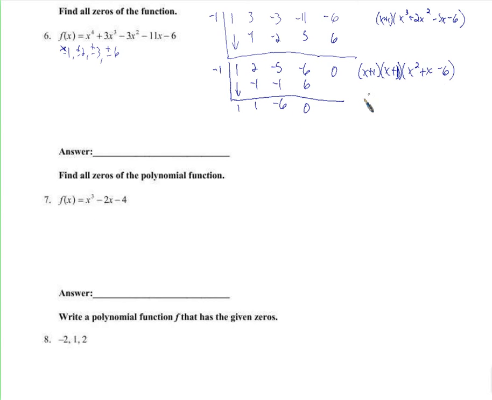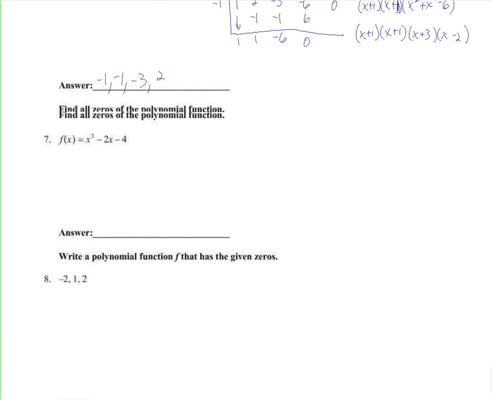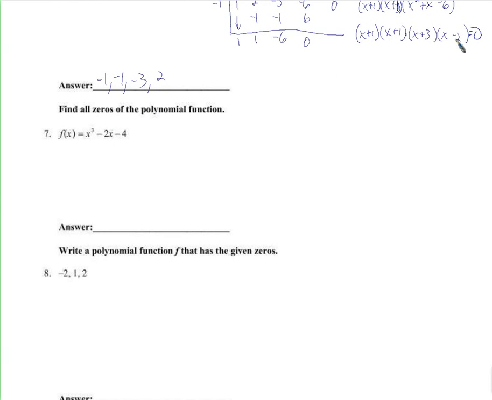Now I just need to factor this quadratic, which is a super simple quadratic. Goes back to the first days of factoring quadratics. All right, two numbers that multiply to negative 6 and add to 1, so 3 and negative 2. So I know my zeros are negative 1, another negative 1, a negative 3, and a positive 2, by setting each of these factors equal to 0 and solving for x.